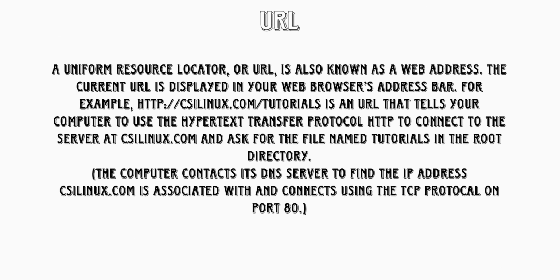URL. A Uniform Resource Locator, or URL, is also known as a web address. The current URL is displayed in your web browser's address bar. For example, http://csilinux.com/tutorial is a URL that tells your computer to use the Hypertext Transfer Protocol, or HTTP, to connect to the server at CSILinux.com and ask for the file named tutorial in the root directory. The computer contacts its DNS server to find the IP address CSILinux.com is associated with and connects using the TCP protocol on port 80. Wow, that was a lot of information.